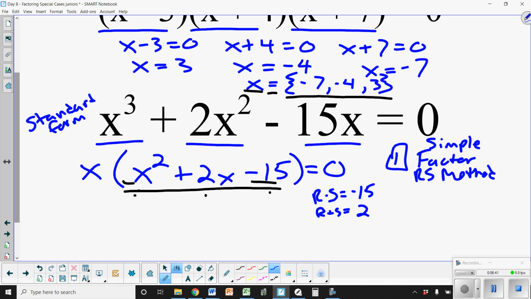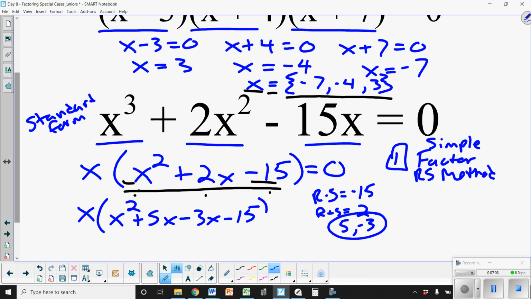So if we're thinking about this, we're like, all right, 15 is a 5 and a 3. Well, that can probably work. So let's try, and one has to be negative. So let's do +5, -3. So we can see that that's going to be our R and S. Remember, we stretch the middle term. And notice I'm going to leave this other x out front. And we have to use parentheses here to take care of some things. So we're going to have x squared plus 5x minus 3x minus 15 equals 0.